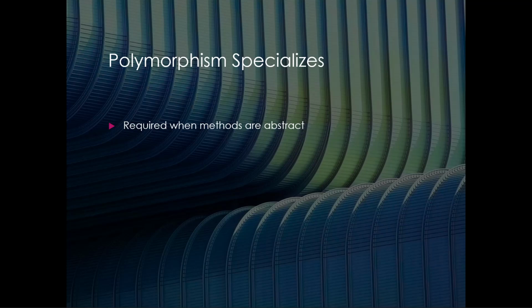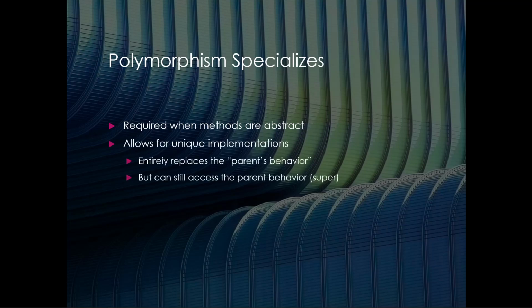So again, invertebrates didn't define eat. That just means that every invertebrate has to define how it eats for itself, where we're saying the default for most mammals is to eat plants. The great thing about polymorphism is it allows for entirely unique behaviors. I can completely replace my parent's behavior. That's the default of polymorphism. When I overwrite it, the parent's behavior entirely goes away, but I can still typically access that behavior by calling the parent's behavior, which is typically called a super call. Calling my super class and getting its behavior.